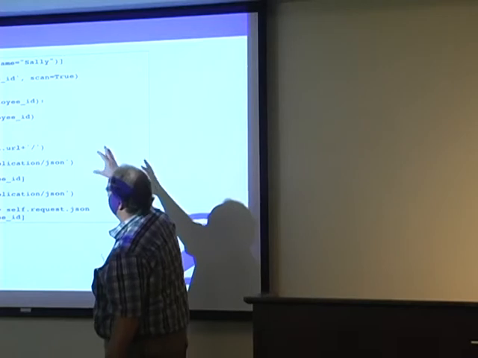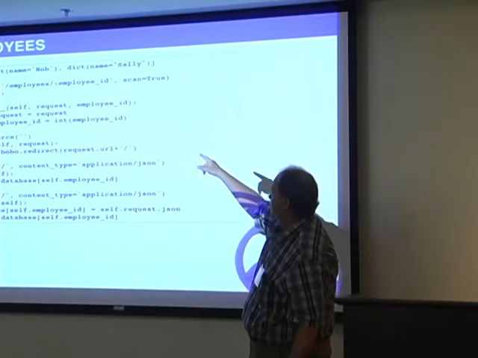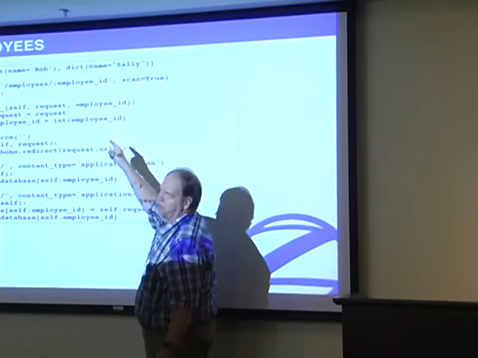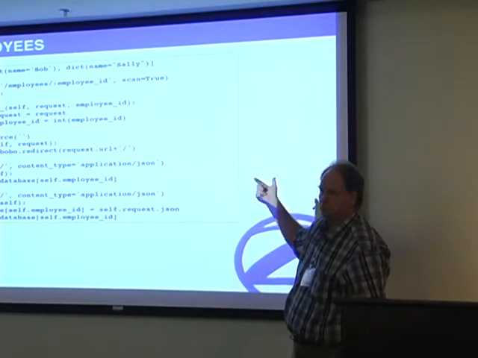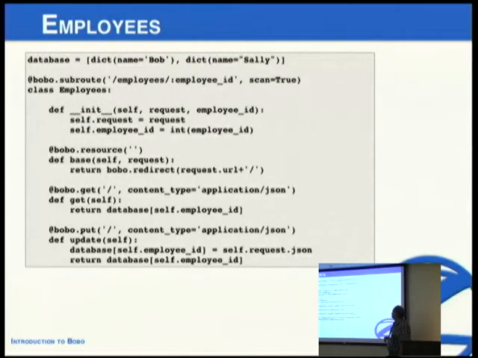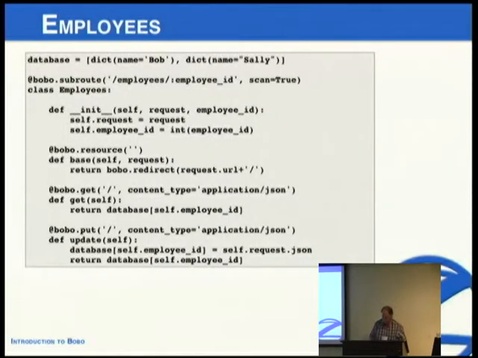In this case, we have a class, and it has route handlers, just like we saw before, but these route handlers will be called after the route given in the subroute. So all three of these handlers will be called for URLs that begin with employee/employee ID. The constructor squirrels away the request because that's convenient. You often want to have the request, and it also saves the employee ID so we can use it later. And then we have some trivial route handlers. If I'm losing you, if you're confused, stop me.